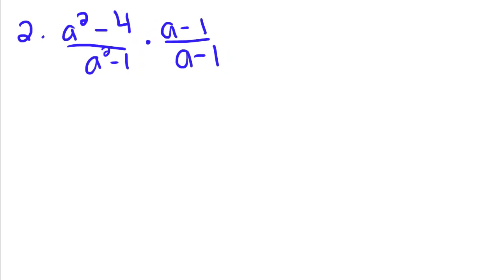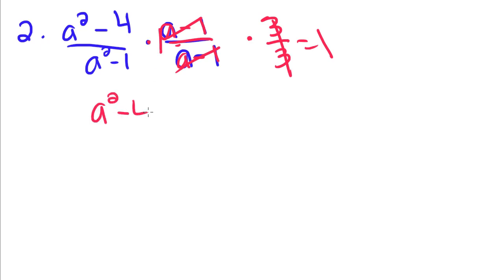But when we get to, well, actually, this one's not a very good example, because you see how we're multiplying by a minus 1 over a minus 1? Well, that's the same thing as multiplying by 3 over 3. 3 over 3 just equals 1. So when we multiply these two, we're really just multiplying by 1. So we still get a squared minus 4 over a squared minus 1.